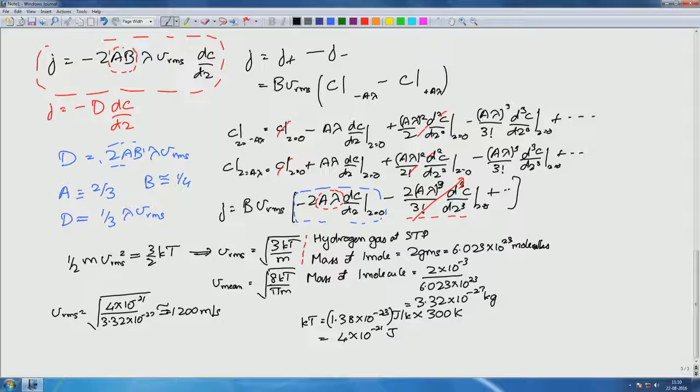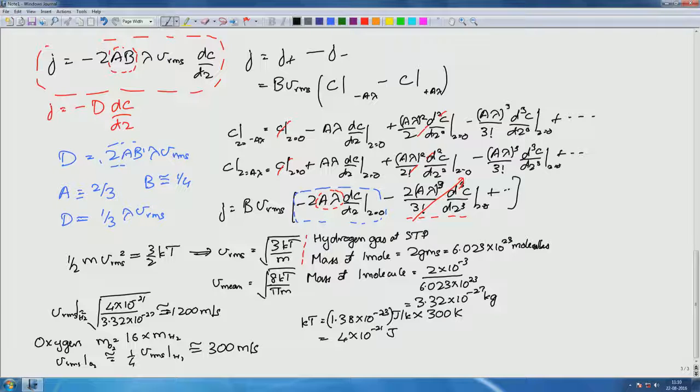In oxygen gas, for example, this is for H2. The molecular weight of oxygen is 32, whereas hydrogen is 2, which means that m of oxygen is 16 times the mass of hydrogen. Vrms of oxygen is going to be approximately equal to 1 by 4, since you have 1 over square root of mass in the denominator, 1 by 4 times Vrms of hydrogen, which will be approximately 300 meters per second.